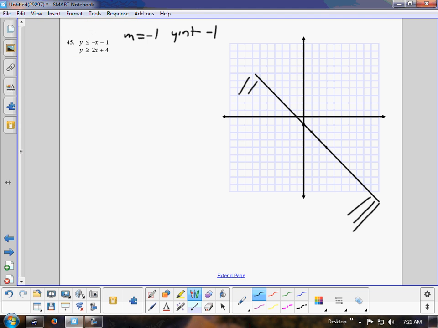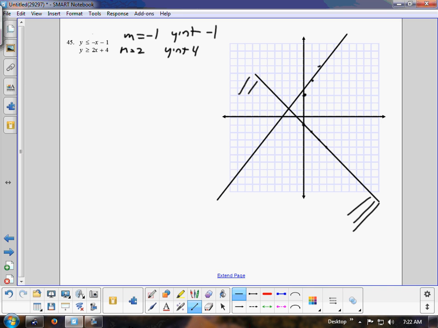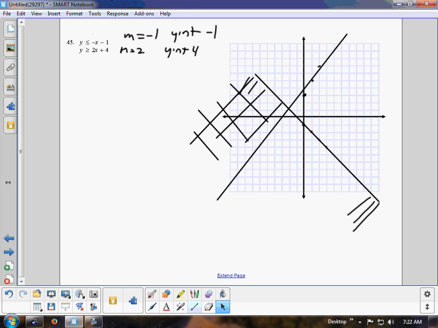I'm not sure where the other one's going to be, so I'll do that temporarily. The other slope is 2, and its intercept is 4. So I'm going to go to 4, 1, 2, 3, 4, and do a slope of 2, which is up 2 over 1, up 2 over 1. So we get this line here, and that shading is above. So that's going to be this way. So if that's above, and this is below, my solution is in here for the two lines.